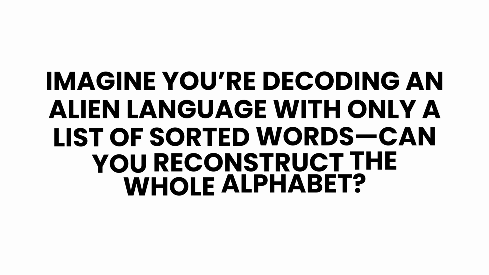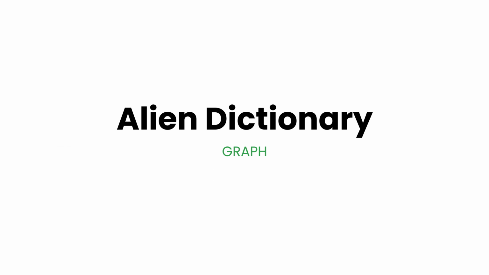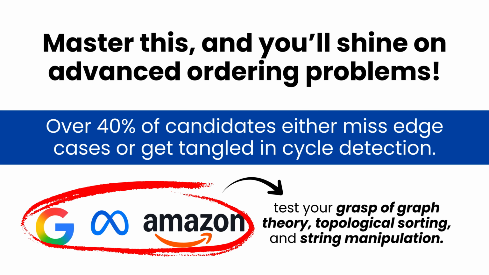Imagine you're decoding an alien language with only a list of sorted words. Can you reconstruct the whole alphabet? Alien Dictionary is a Pattern Mastery 100 Super Challenge, regularly asked at Google, Meta, and Amazon to test your grasp of graph theory, topological sorting, and string manipulation. Over 40% of candidates either miss edge cases or get tangled in cycle detection. Master this, and you'll shine on advanced ordering problems.